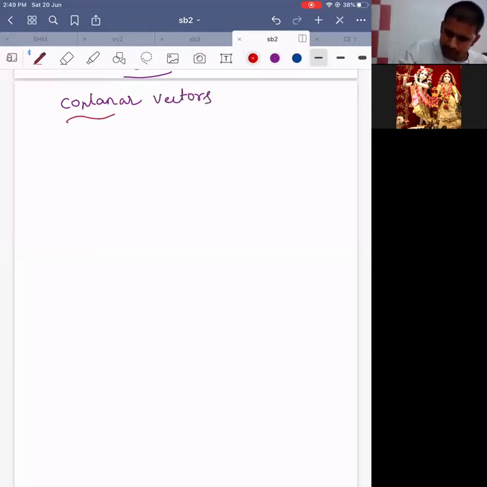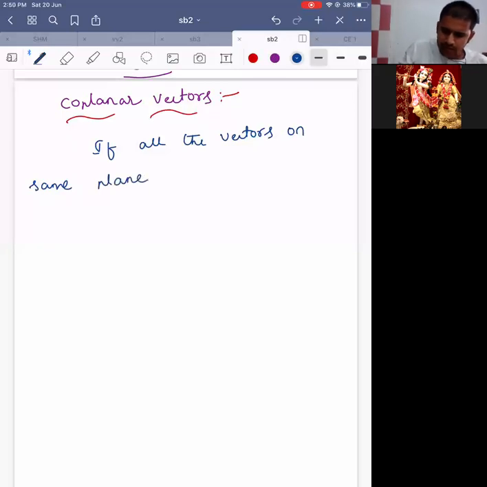Coplanar vectors. If all the vectors are on the same plane, then these vectors are said to be coplanar vectors. Okay. So if all the vectors are on the same plane, then these vectors are said to be coplanar vectors.